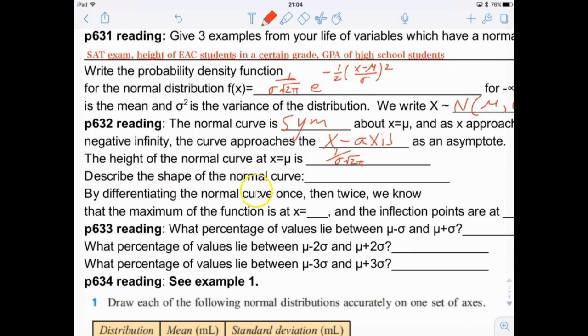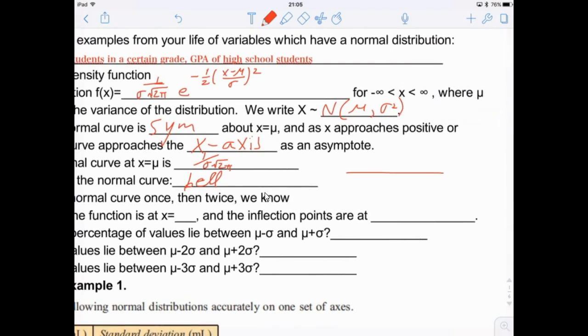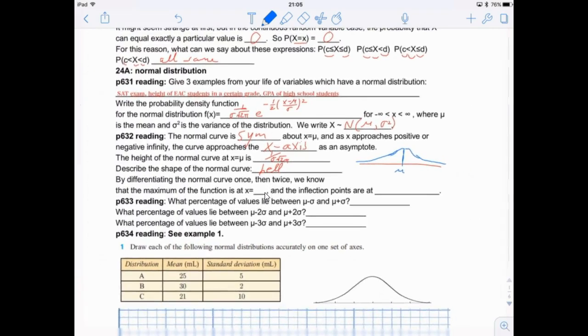If I describe the shape of the normal curve, it looks like a bell, and it's often called the bell curve. Remember, as x approaches negative infinity or infinity, the bell curve approaches the x-axis as an asymptote. The other thing we know is that x equals mu is a line of symmetry of the graph. So basically it looks like a bell which extends out in both directions.